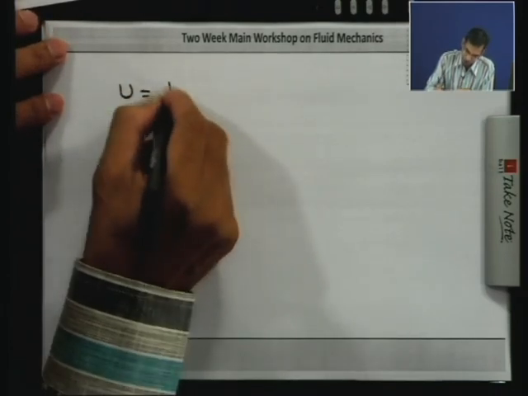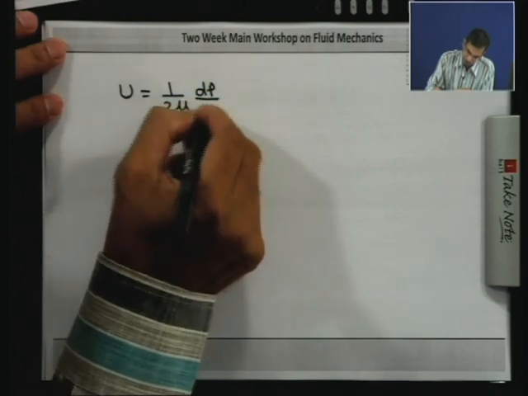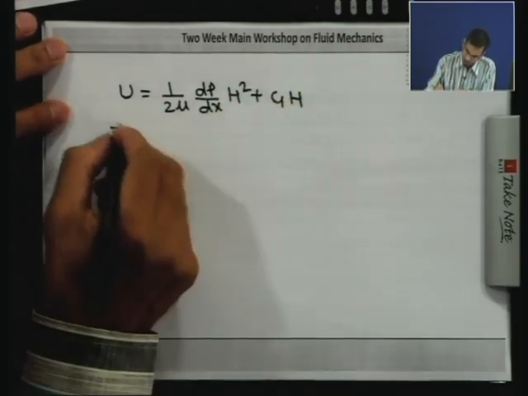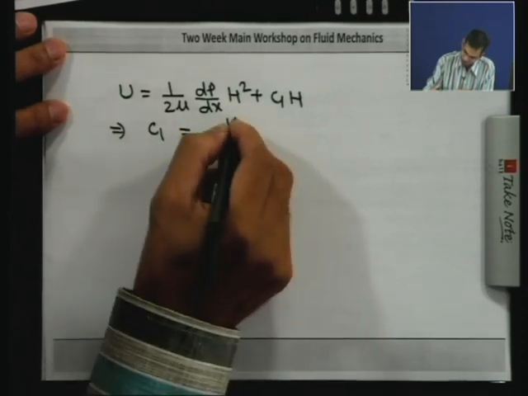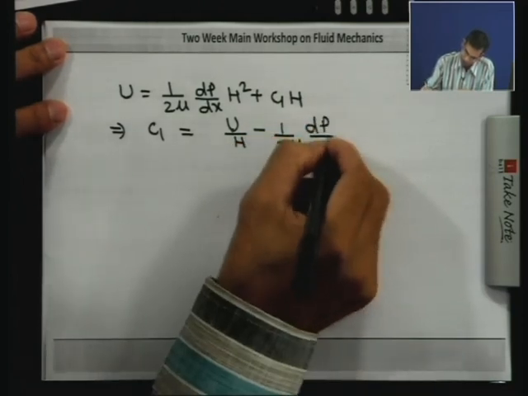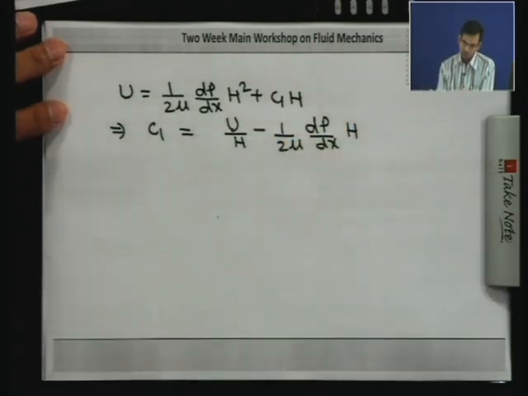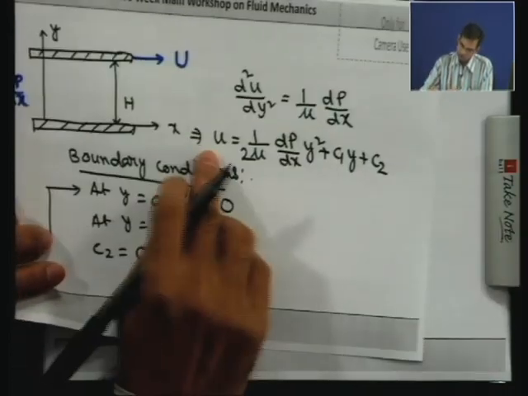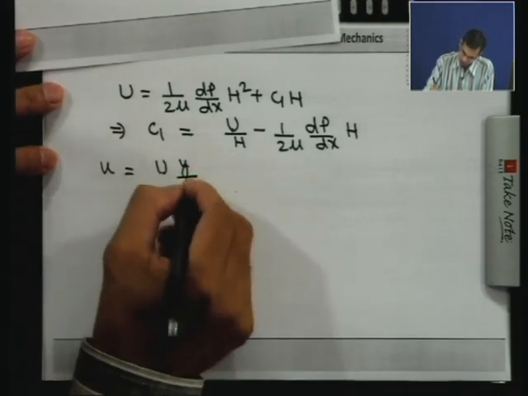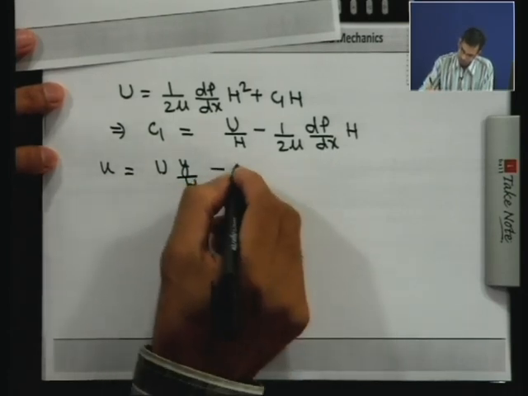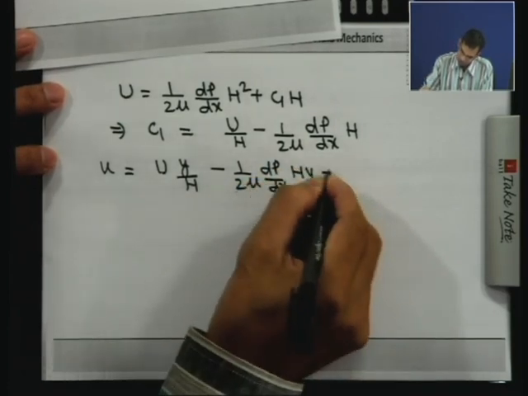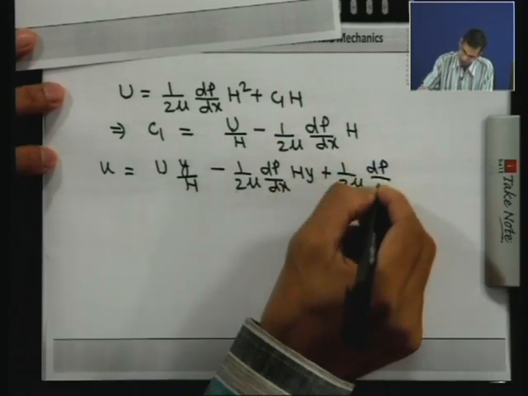Now, from the second boundary condition, u equals capital U, that is 1 by 2 mu dP/dx capital H square plus C1 capital H, from where you can simply get C1 as capital U by H minus 1 by 2 mu dP/dx H. So, if you substitute the value of C1 in the velocity profile, you will get u as U y by H minus 1 by 2 mu dP/dx H y plus 1 by 2 mu dP/dx y square.